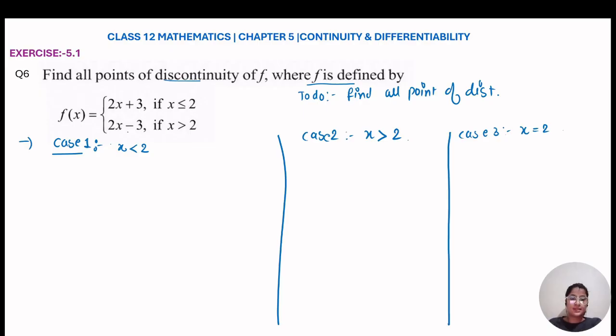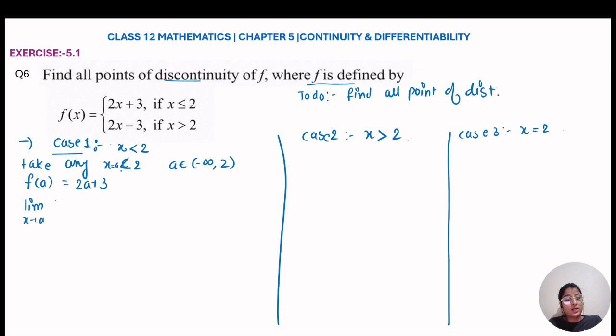Okay, so let's start with case 1. Let us take any point a strictly less than 2. That means a belongs to the interval minus infinity to 2, open. We have just started with any point a in this interval. So let's check the continuity at that point. First we find our function value. Our function value is f of a, that is 2a plus 3. Let's find its limit value. The limit value is limit x tends to a of f of x.